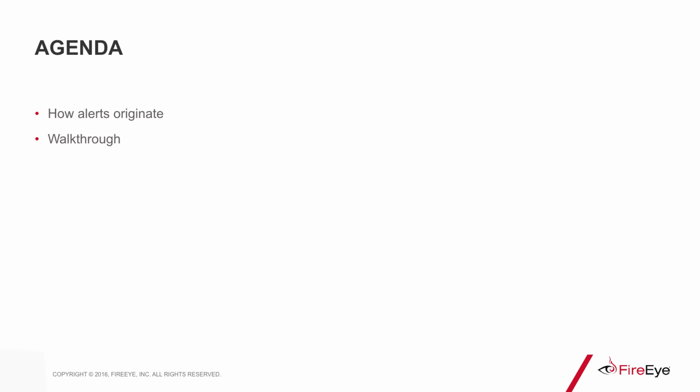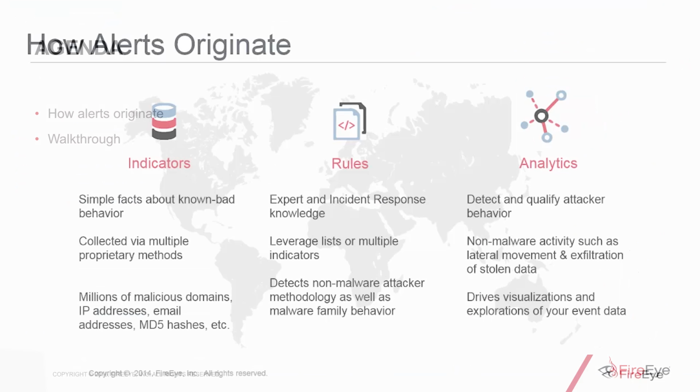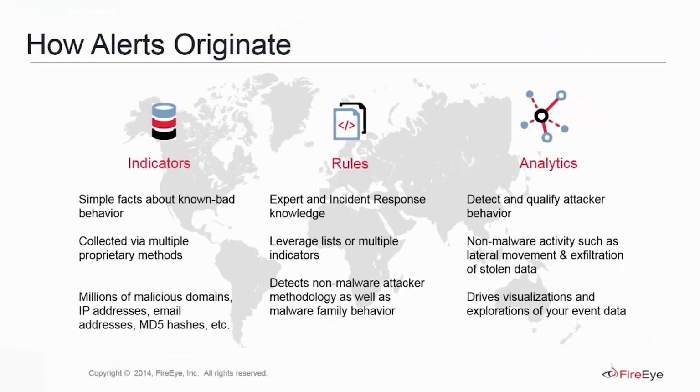Hello, and welcome to this overview on how to review alerts within TAP. TAP alerts originate through three different areas: indicators, rules, and analytics. Indicators are simple facts about known bad behavior and can include malicious domains, IP addresses, and so on. Rules are built on our expert and incident response knowledge. You can use multiple things to build your rules, including lists, which are made of multiple indicators.